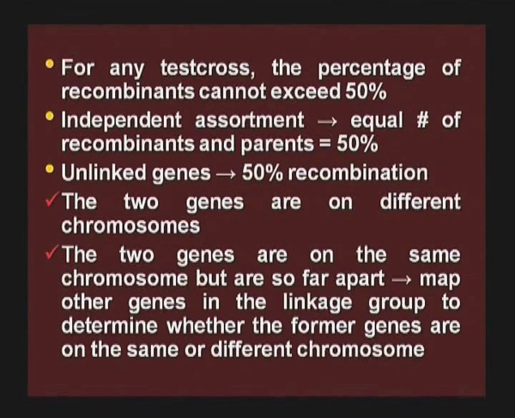For any test cross, the percentage of recombinants cannot exceed 50%. For unlinked genes, that is 50% recombination, the two genes are on different chromosomes.